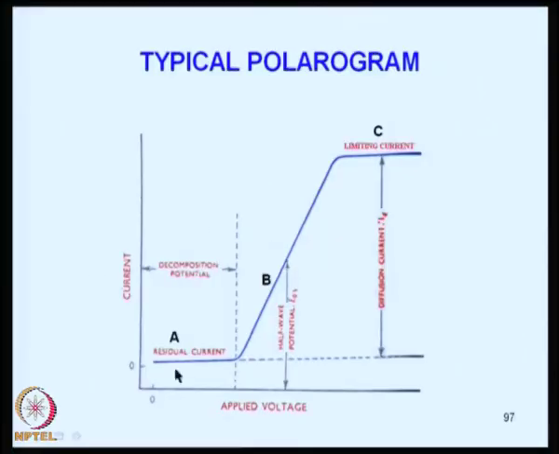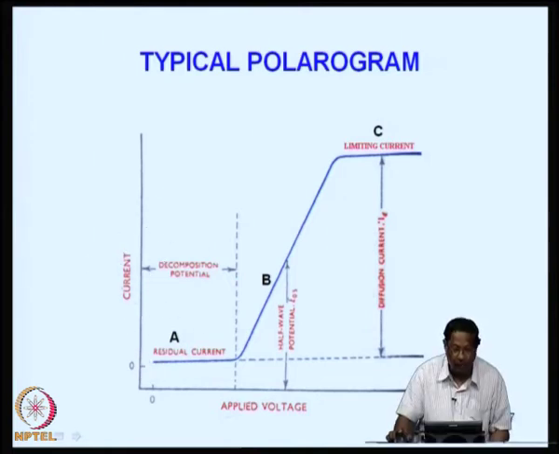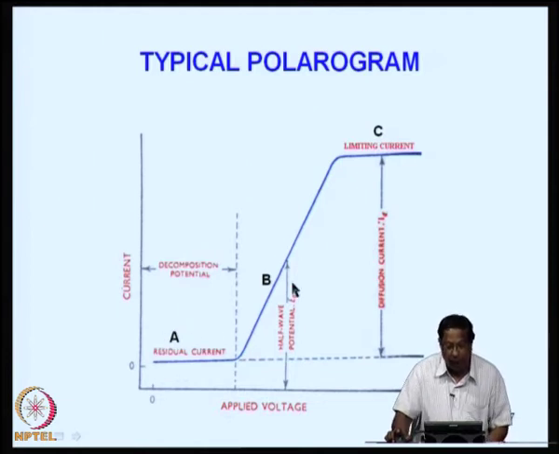This is the typical current voltage curve. You can see I have plotted current versus applied voltage, and you can see three different parts of the curve, that is A, B and C. In A, I have written residual current. In B, it is the half wave potential and it is rising, and in the portion C, the current remains largely unaltered. This is known as the decomposition potential.